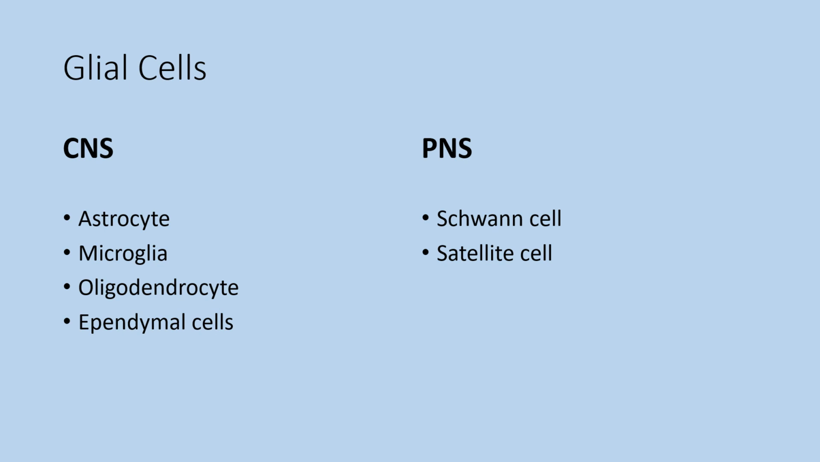For glial cells, these are the supporting cells. In the central nervous system, there are 4 different types. In the peripheral nervous system, there are only 2. And of course, to make your life easier, we're going to give them different names so that when you say the name, you know exactly which location we're talking about. So in the central nervous system, we have the astrocytes, the microglial cells, the oligodendrocytes, and the ependymal cells. And then in the peripheral nervous system, we have the Schwann cells and the satellite cells.